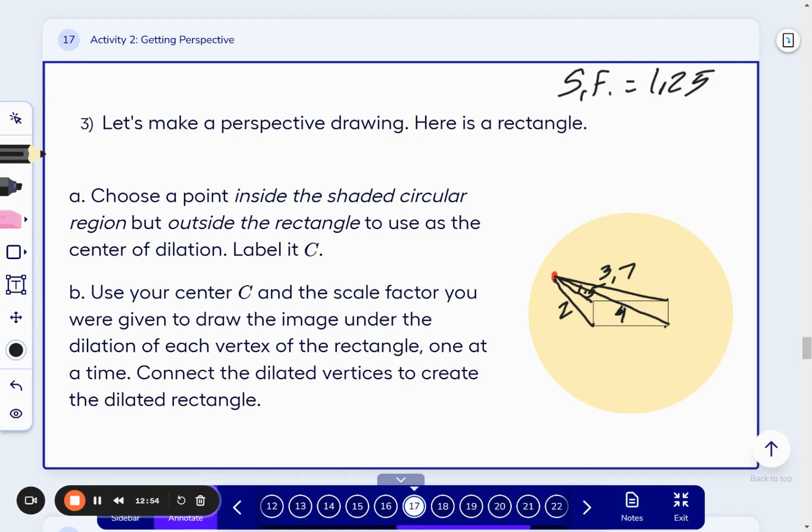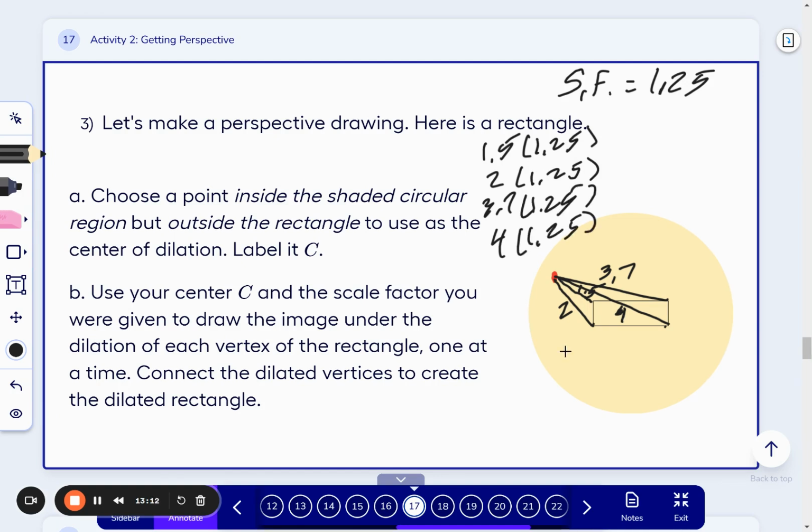So I'm going to take each one of those: 1.5, 2, 3.7, 4. I'm going to multiply them out. So let's go through. I'm going to round 1.875 to 1.9 because that's all I can measure on my ruler.